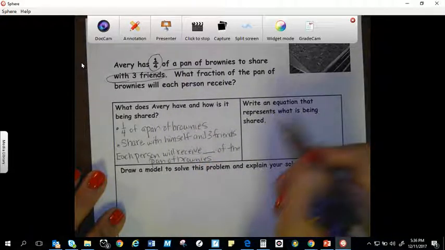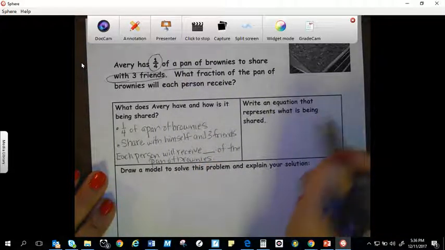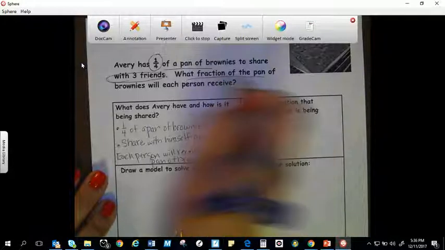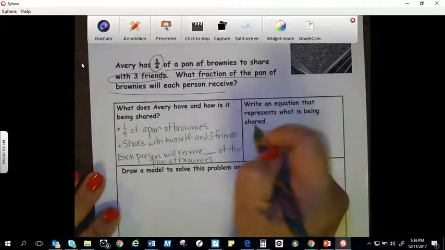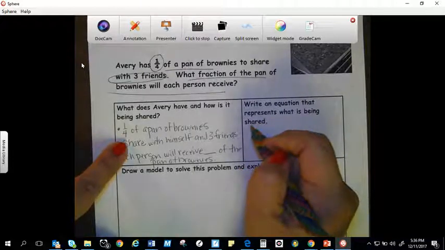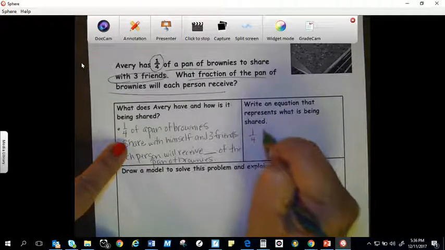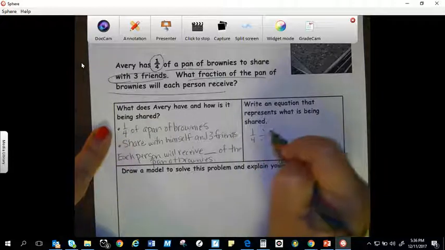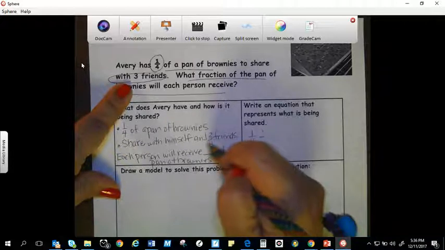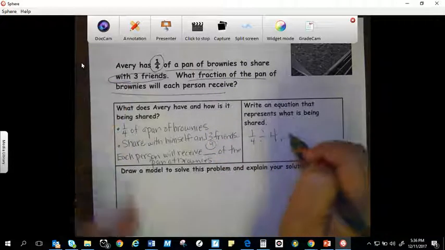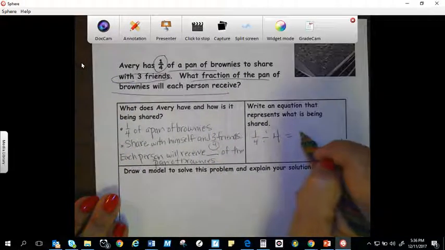Write an equation that represents what is being shared. And here's our question there. So the equation then would be my total, my dividend. So I have 1/4 divided by 3 friends plus himself equals 4 people equals my quotient.